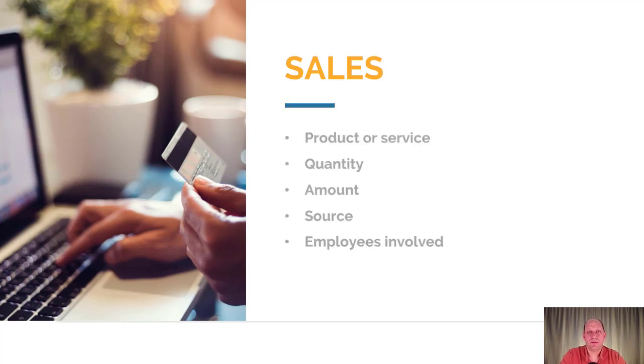Sales has many conversion rates. If you're doing products or services, obviously the selling of those could be different quantities, the different amounts that are actually charged. There are sources that may or may not help in the sales, whether, again, it's an internal salesperson or a lead that came from a marketing source. And again, much like phone calls, which employee was involved in that sale may be information that's beneficial when looking at conversion rate.